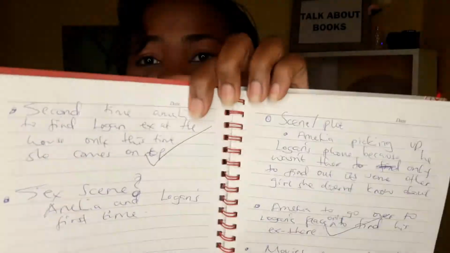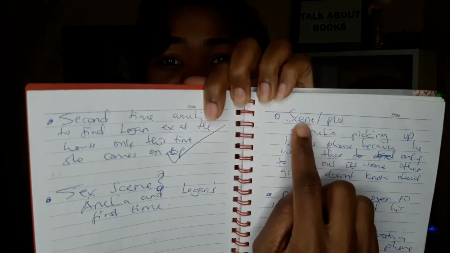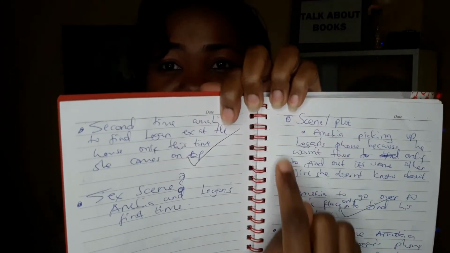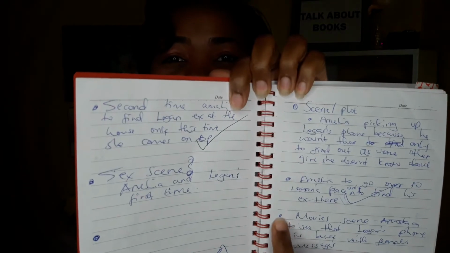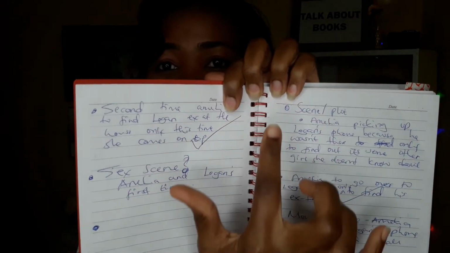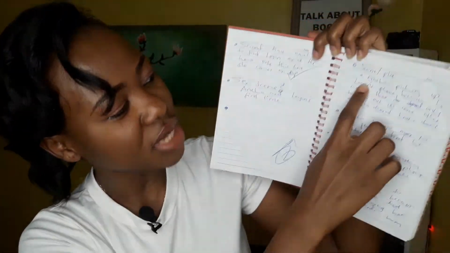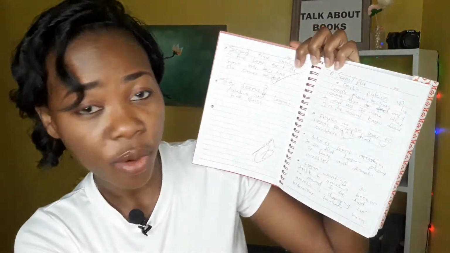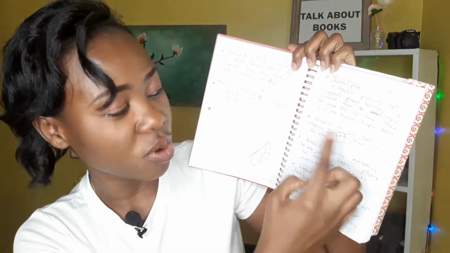So what I did was this. I don't know if you guys can see. Do you see this? Plot scenes. That's what I did. And then you see these sort of marks. Yeah, that's what I did. For example, I wrote plot scenes, then a mark. What I wrote was, for example, Amelia picking up Logan's phone because he wasn't there. And then another point, Amelia to go over to Logan's place.